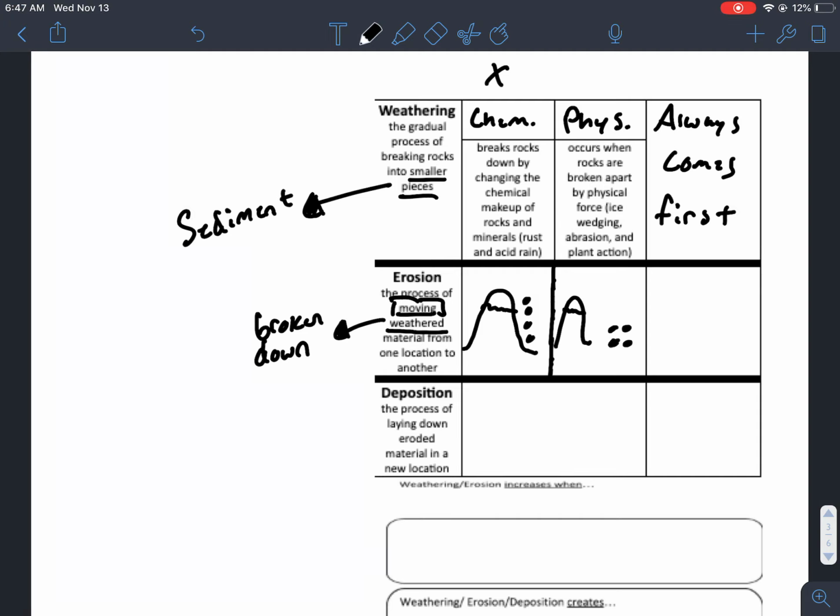Come in this far right box, I want you to write always follows weathering. These 3 things happen in a row. The first thing that happens is always weathering, the breaking down. The second thing that happens is always erosion, the movement to a new location.